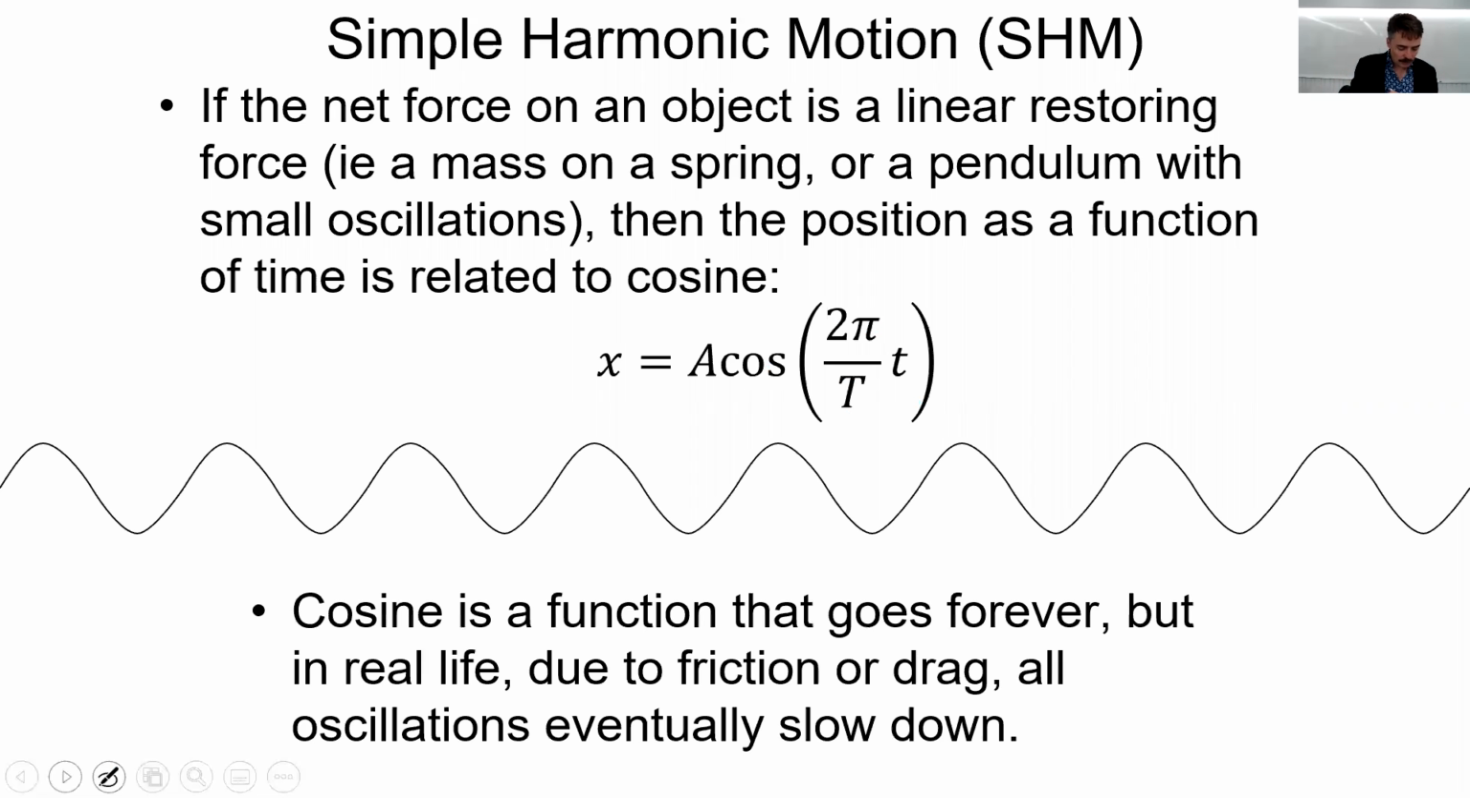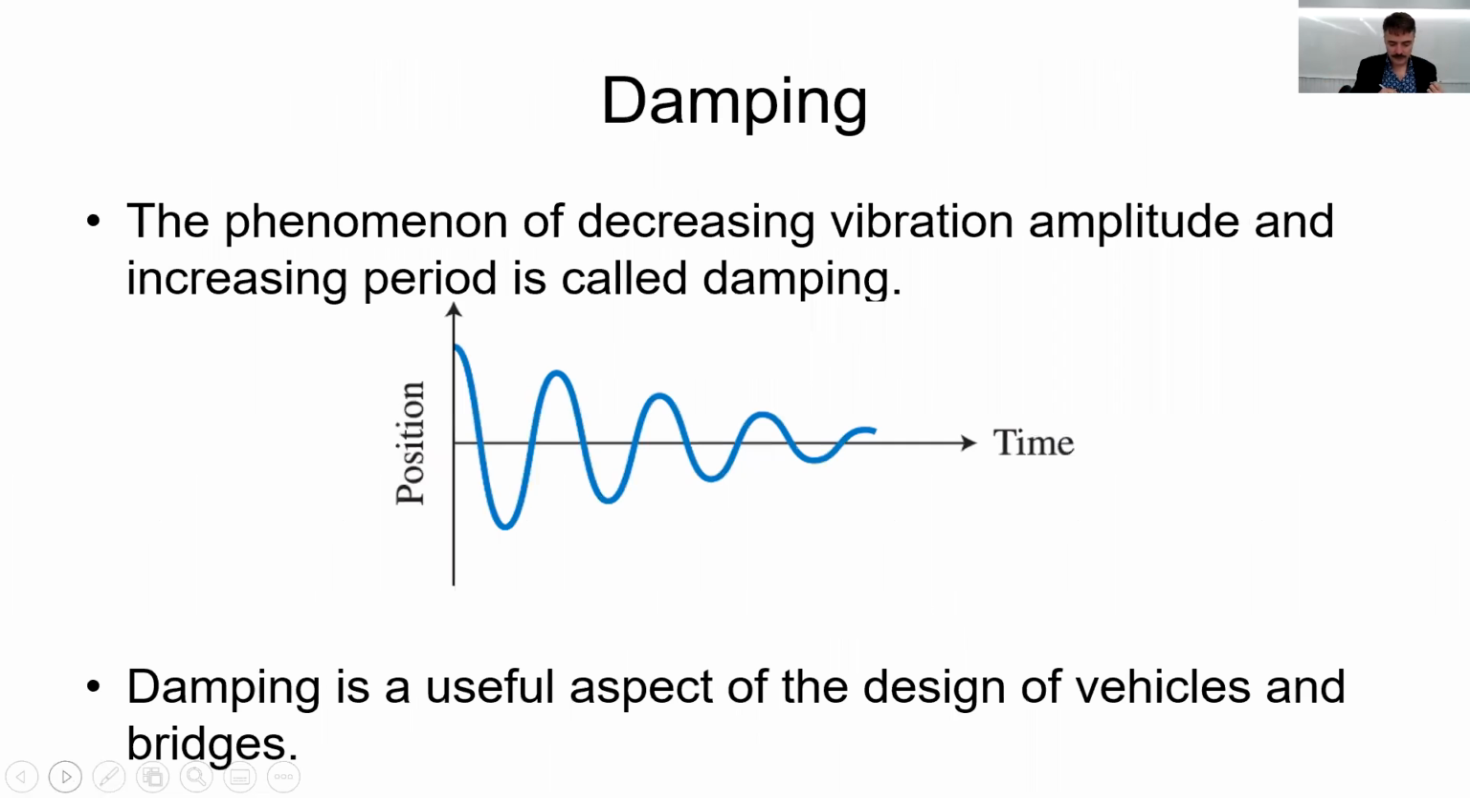The thing is that cosine goes on forever. It goes to infinity that way, and it goes to infinity that way. So in real life, motion like this never lasts forever, because due to friction or some kind of dissipative forces, all oscillations eventually slow down. This is the phenomenon of damping, which is that the amplitude of a real oscillation will decrease with time, and that's called damping.